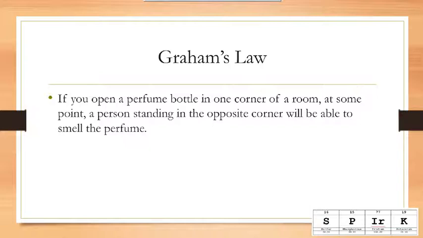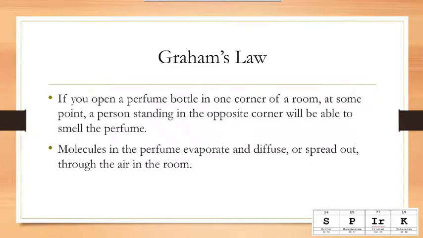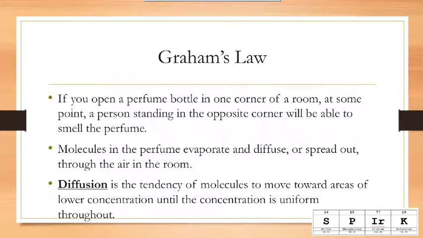If you open up a perfume bottle in one corner of a room, at some point, a person standing in the opposite corner will be able to smell the perfume. Molecules in the perfume evaporate and diffuse, or spread out throughout the air in the room. Diffusion is the tendency of molecules to move toward areas of lower concentration until the concentration is uniform throughout.